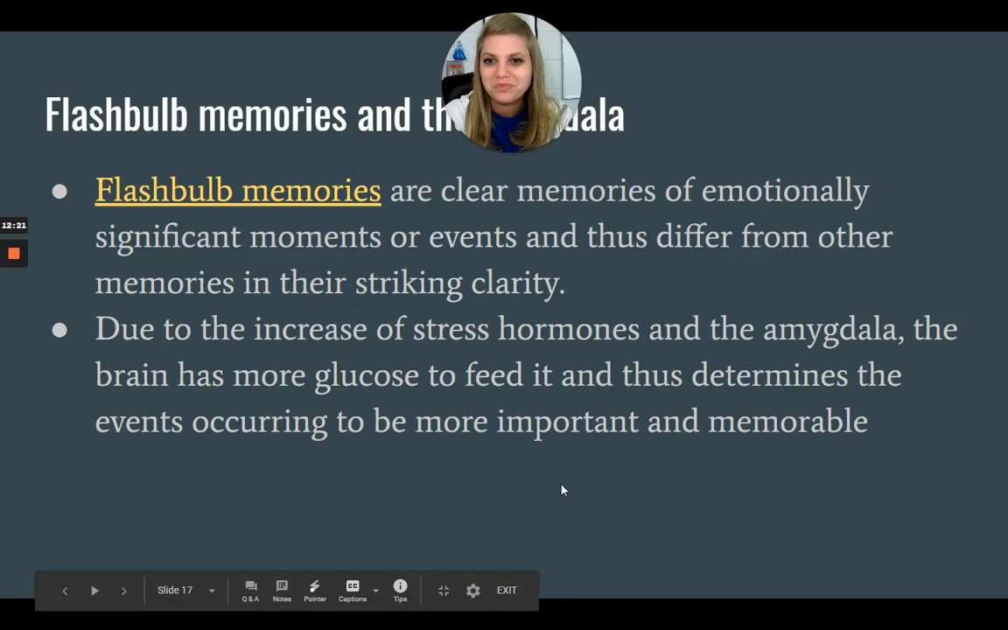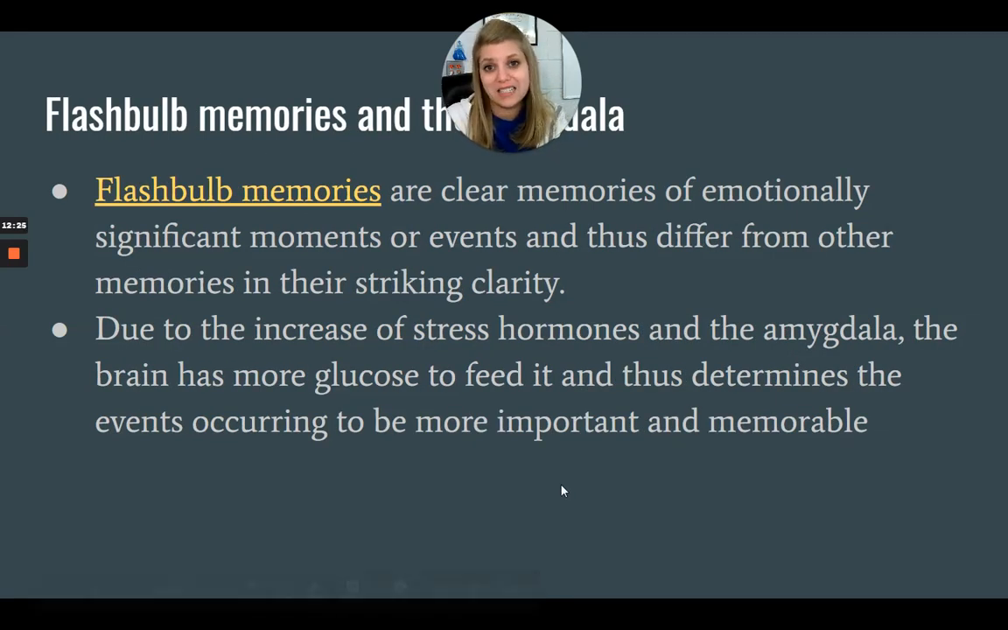Now, there is an exception to all of this, and it's something known as a flashbulb memory. Flashbulb memories are clear memories of emotionally significant moments that have ever happened in your life, and you remember them with real striking clarity. One of the reasons you remember them with such clarity is because of their emotional significance.